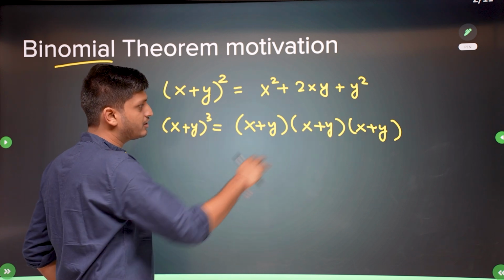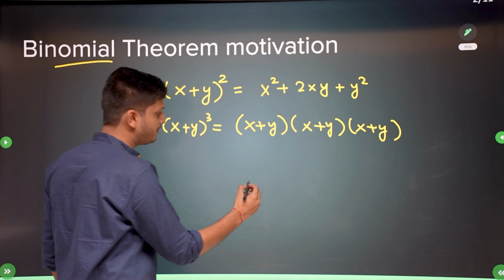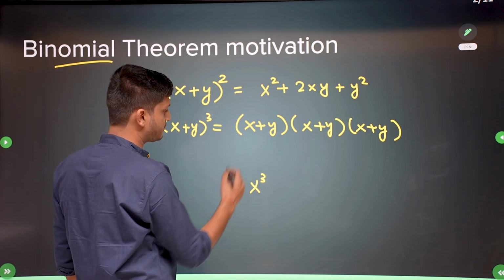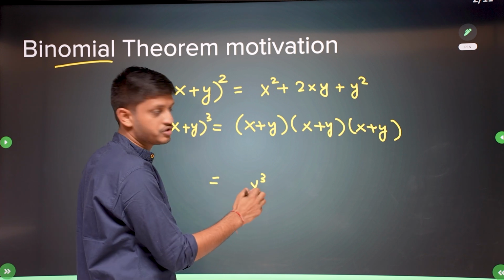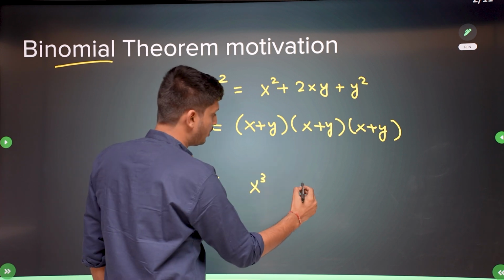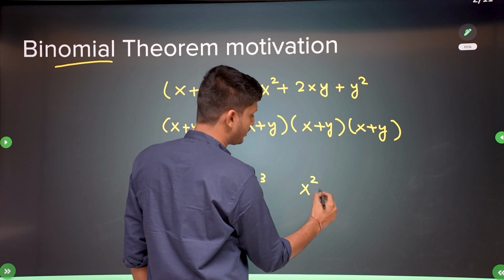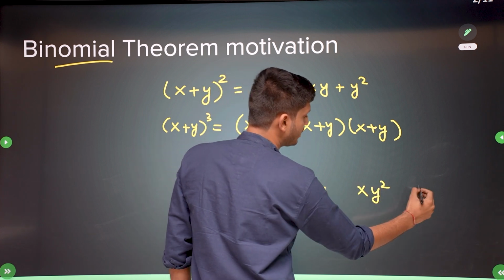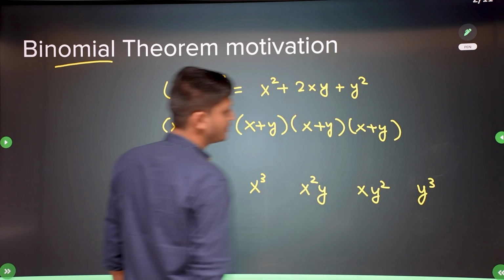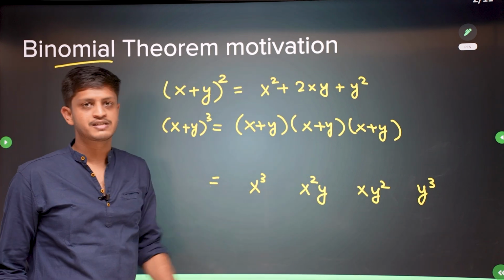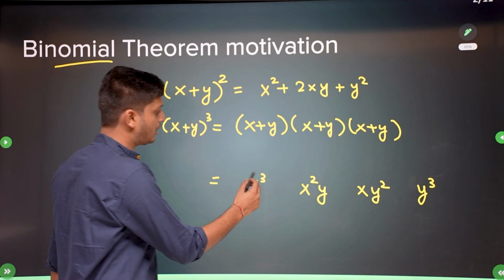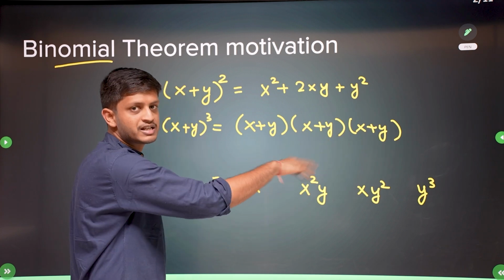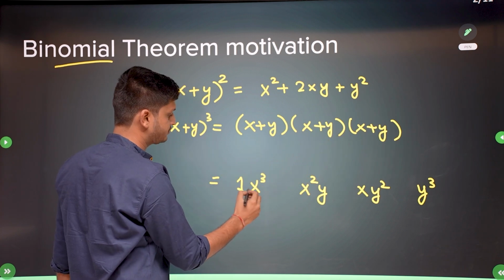You have three containers, all of them have x and y. In how many ways can you have three x's? So in this expansion you will have one term for x cube. Either you can take three x's, or you can take two x's and one y, or you can take one x and two y's, or you can take all three y's. So in this expansion, you will have all these terms. In how many ways can I take three x's? You take x from all three of them. So there is only one way.